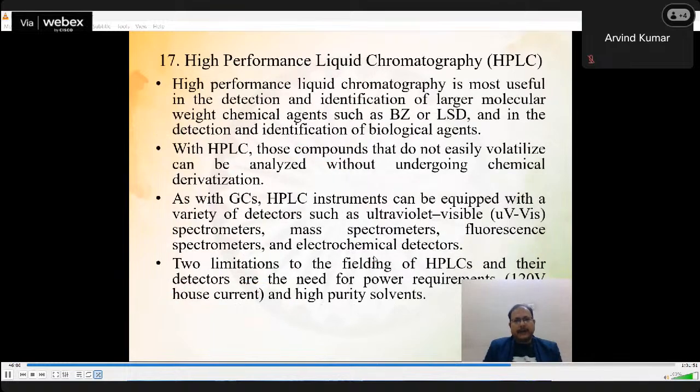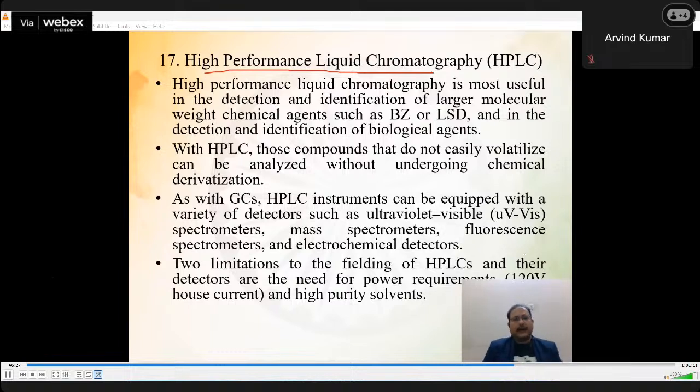Next is HPLC. It's again a common term which you have seen. The full form is high performance liquid chromatography. High performance liquid chromatography is most useful in the detection and identification of larger molecule chemical agents such as BZ or LSD, and in the detection or identification of biological agents.